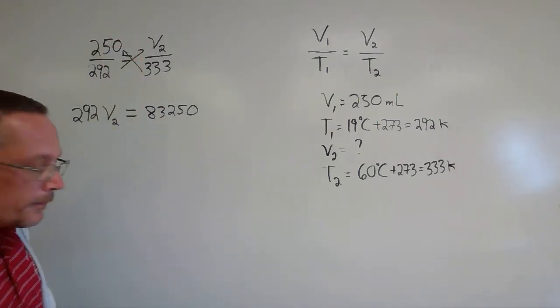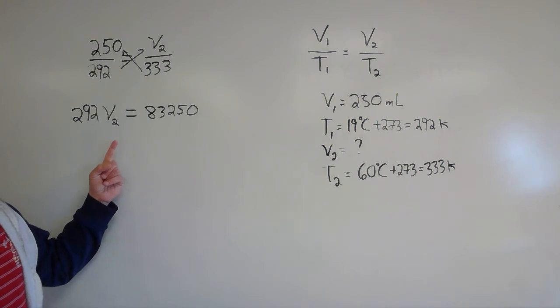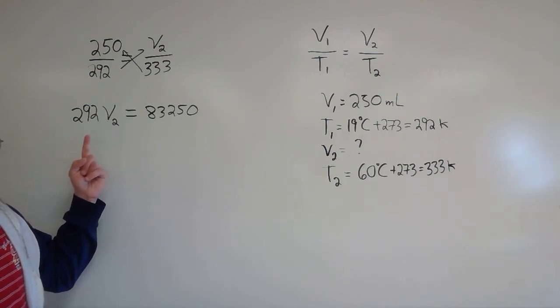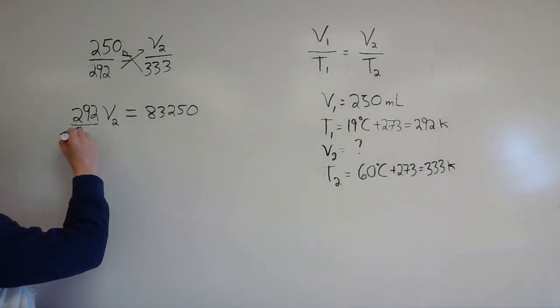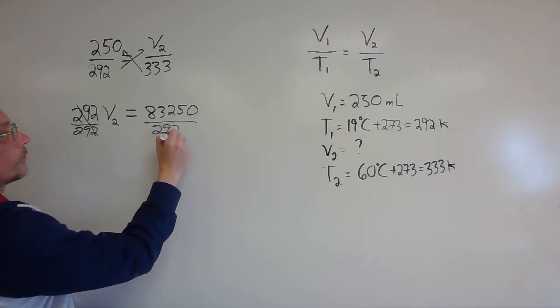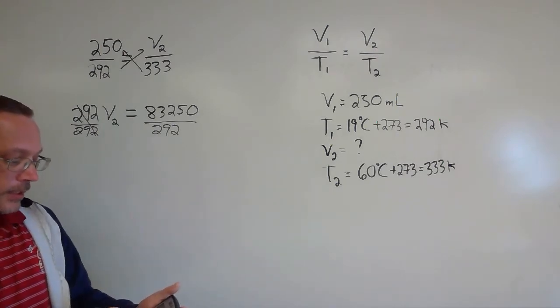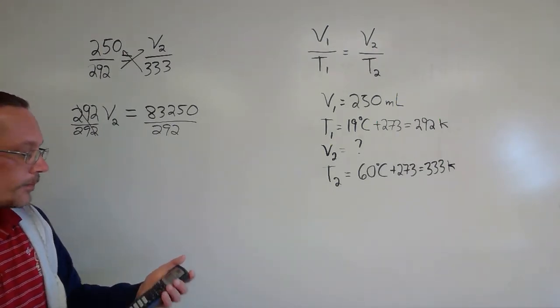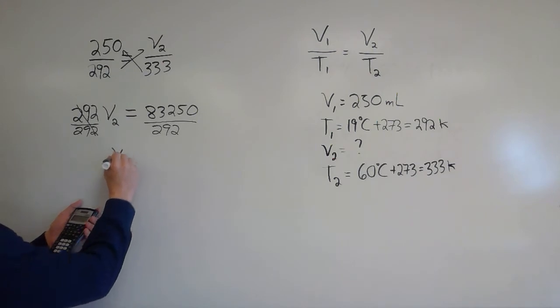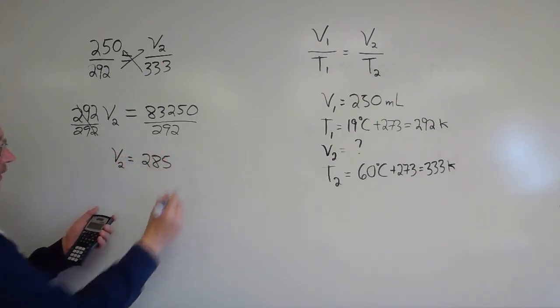I cross multiplied. Now it's pretty easy to see, to solve this equation, I'm going to want to divide by that 292. So I'll do 83,250 divided by 292. And I get about 285. I'm rounding it off there.